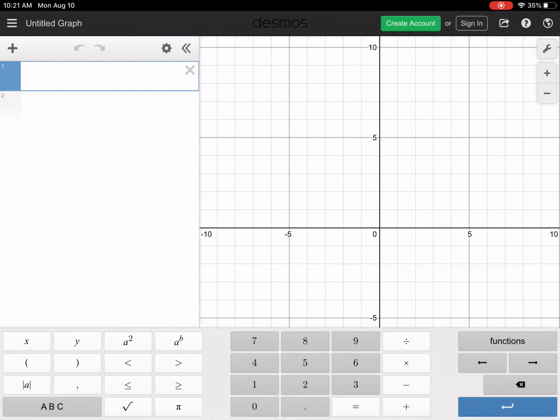This is what the app looks like when you open it up. Yes, you can get this for your cell phones. It is a free app. However, you will not be allowed to use your cell phones in class. If you're at home and you're doing work, fine. It probably will be easier. But in class, you need to be using your Chromebook.